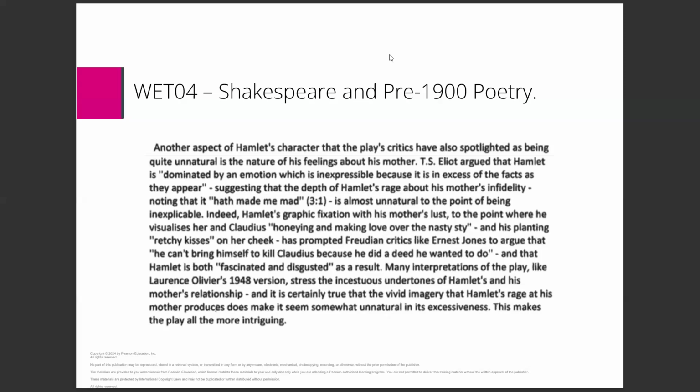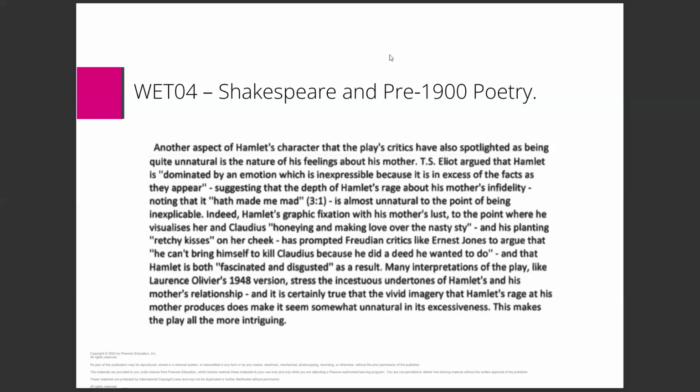So there is quite a lot going on in that sort of quite long, complex sentence. And if we break it down on what the candidate is doing well, they're certainly aware of critical reading and they name check T.S. Eliot. And the key point is they do not just place a quotation and describe it. They engage with it in suggesting an interpretation of the Eliot, suggesting the depth of his rage is about the infidelity. And then they back that up in a cogent argument with a textual reference, noting that it hath made me mad. And then finally, to make their argument cohesive, they've drawn it together and felt that in response to the key terms of the question, it's almost unnatural to the point of being inexplicable.